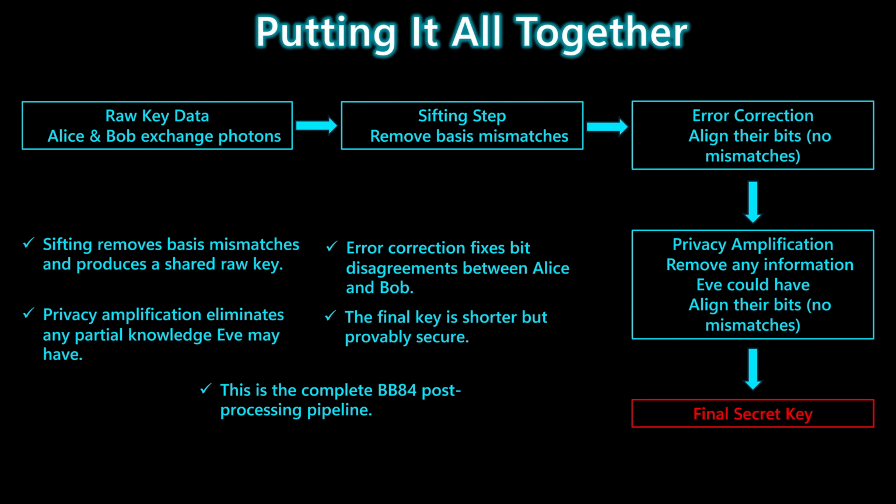This is where Alice and Bob compress the key using a shared hash function. That single move destroys any partial information Eve could have gained earlier. The key becomes shorter, but dramatically more secure. And when all three steps are complete, sifting, error correction, and privacy amplification, Alice and Bob finally share a provably secure secret key. This is the entire BB84 post-processing pipeline, start to finish.